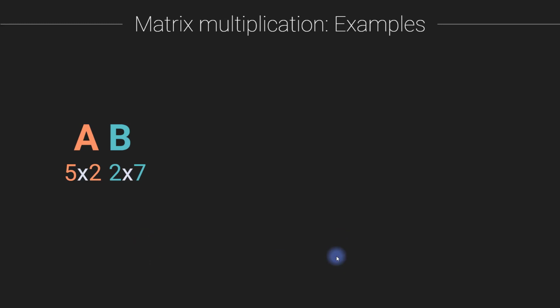Okay, let's see a few examples. So here's a matrix A. It is 5 by 2, so 5 rows and 2 columns. And here's our matrix B. So the question is, can we multiply these two matrices? Is that a valid operation? And the answer is yes, because the inner sizes match. And so the resulting product matrix is going to be 5 by 7.